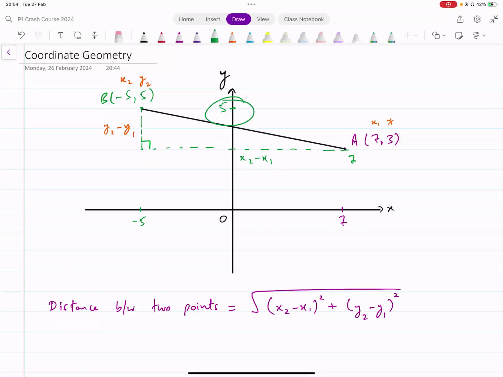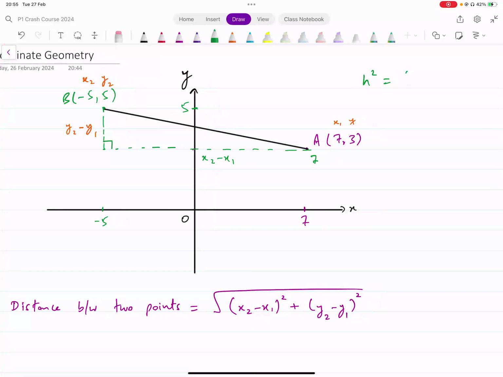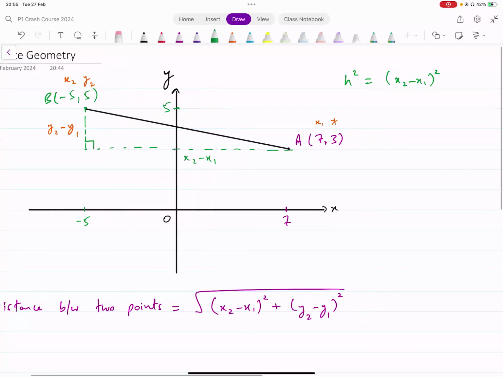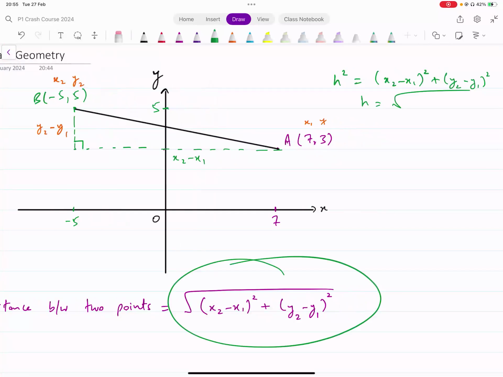We have to find the hypotenuse. This hypotenuse, how can we find that? We can say h squared, the hypotenuse squared, is equal to x2 minus x1 whole squared, that's the base squared, plus perpendicular squared, which is y2 minus y1 whole squared. And then we take the square root. That gives us the hypotenuse, and that gives us this formula that we have here. So this formula basically comes from Pythagoras like that.